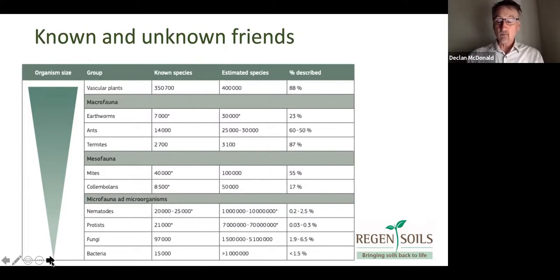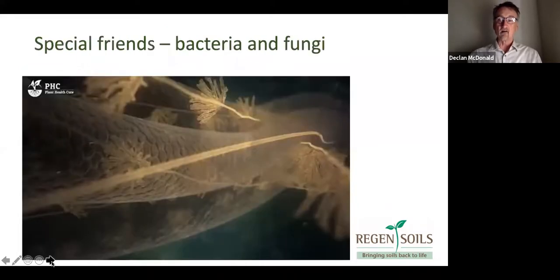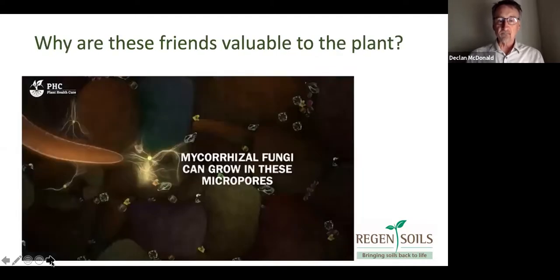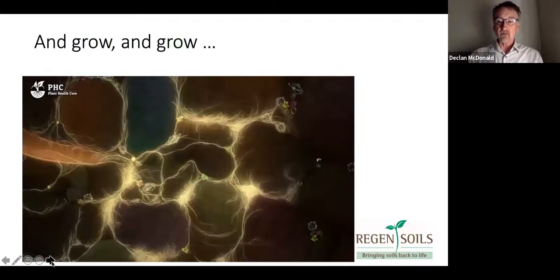So we're operating in a world here where we have really limited understanding of what we're dealing with. So the special friends that the plant roots made deals with were principally the bacteria and the fungi. And the reason that they made deals with these organisms is because fungi, and mycorrhizal fungi you would all have heard of, they can grow in these micropores where the riches are, and they do deals with plants.